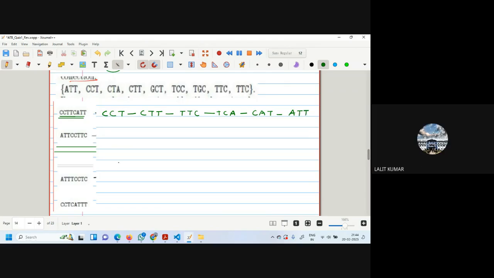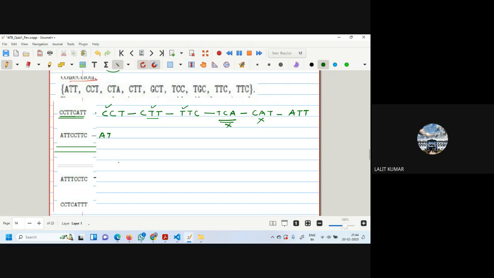So here you see CCT is there. CTT is there. TTC is there. TCA is not there. So straight away we can discard this. And see, CAT is also not there. So both are not there. We can discard straight away.